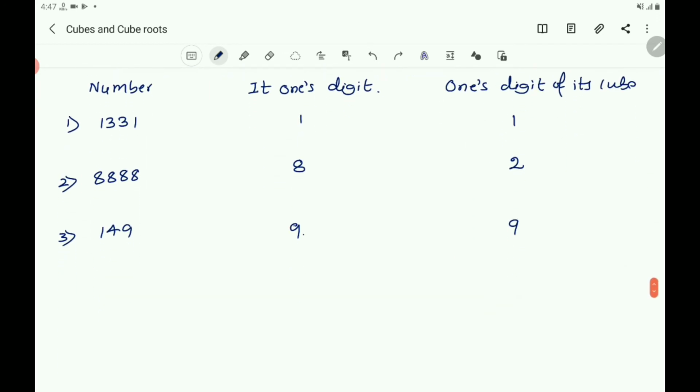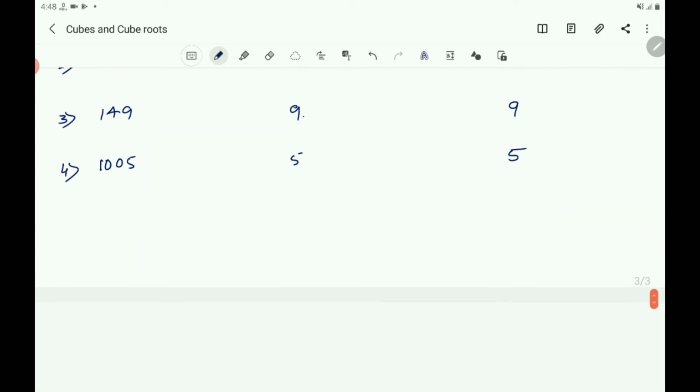Next you take the fourth one, that is 1005, and its ones digit is 5. Write 5, and its cube also has the ones digit 5. Next, the fifth one, 1024. You know, for 4 only. So you take the ones digit, which is 4. Its ones digit is 4, and the ones digit of its cube is also 4.